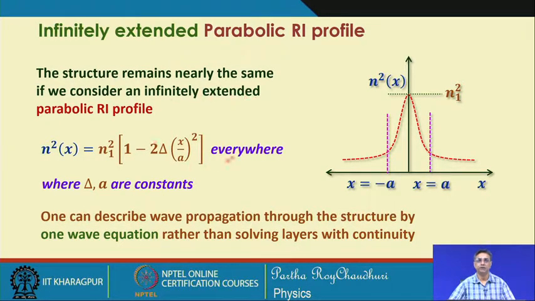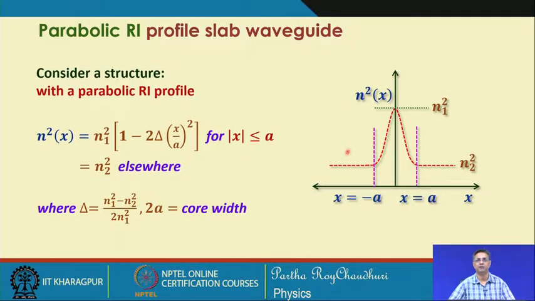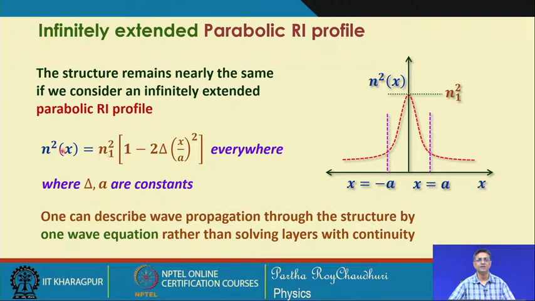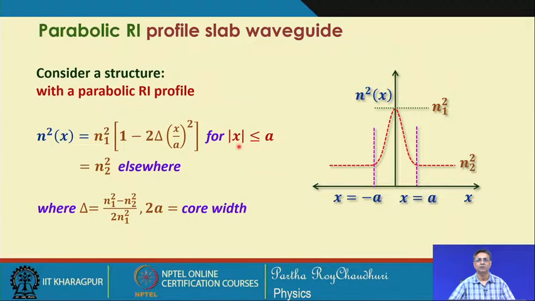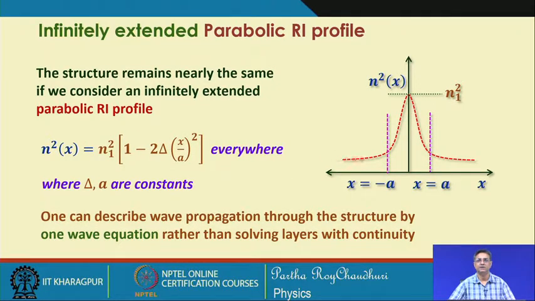So, the advantage is that we can very nicely represent this profile by a single equation, and there is not much great difference, because this assumes an asymptote, whereas it also becomes a constant and the field is very less as we have mentioned. So, we can represent the waveguide by using one equation. Delta and a are constants for this, which follow the same definition. So, one wave equation rather than solving layers with continuity.